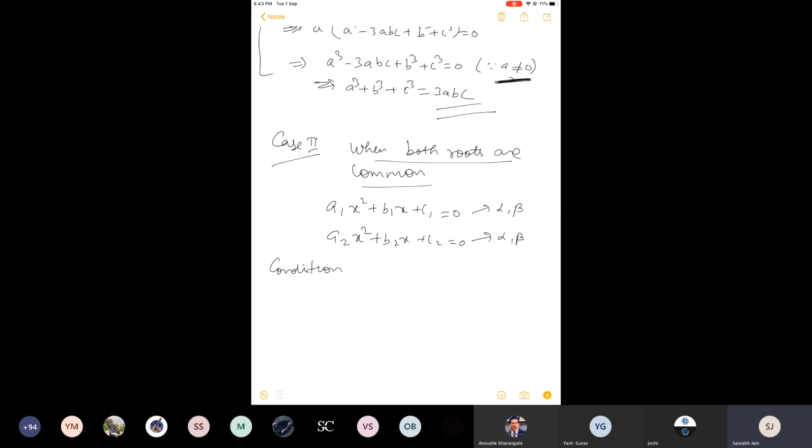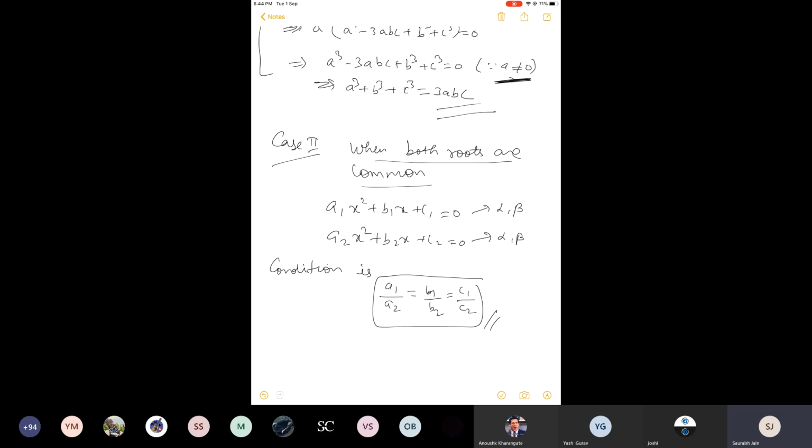The condition for both roots of both the equations to be same is a1 upon a2 equals b1 by b2 equals c1 by c2. No such working like the first case. If there are two quadratic equations, and they have both roots same, then the ratio of their corresponding coefficients will be same.